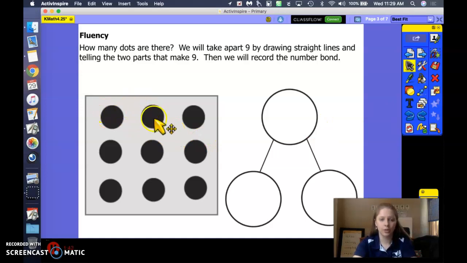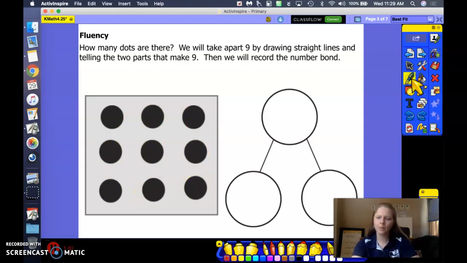1, 2, 3, 4, 5, 6, 7, 8, 9. How many did we have? 9. Good. Let's draw the number 9. First a circle, then a line. That's the way to make a 9. That's going to be in our whole because that's how many we have all together. Let's take a look at our parts.